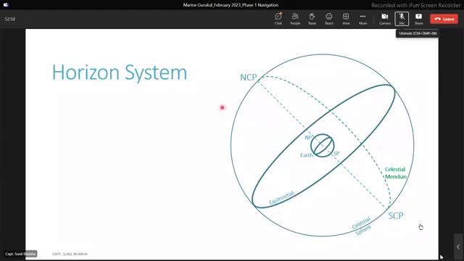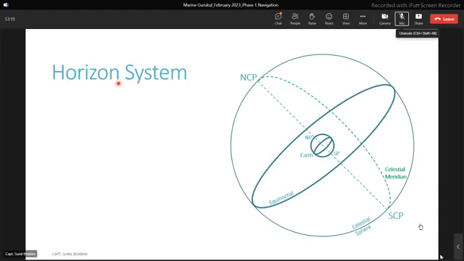Now this horizon system of reference is dependent upon the position of the observer or the position of the ship, where the observer is. If the observer changes its position, the horizon system references or coordinates also change. It is entirely based on the position of the observer.